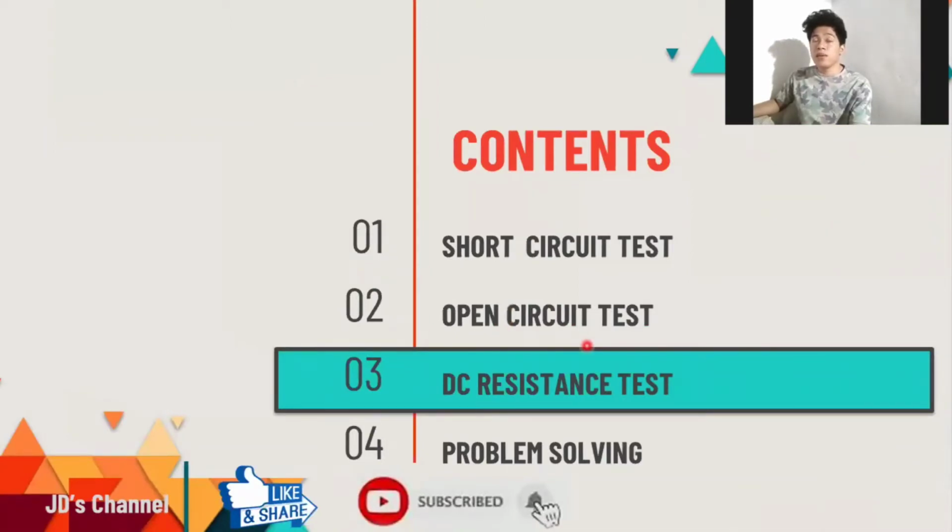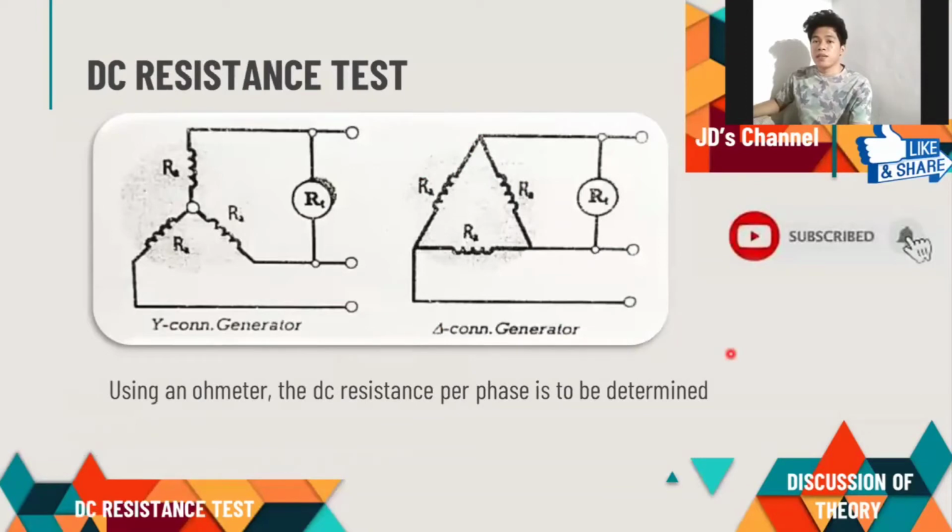And now we go to our next topic, that is DC resistance test. So DC resistance test is determined using an ohmmeter. The DC resistance per phase is to be determined. So this is our illustration class, as you can see. This is our Y connected generator where we connect our instrument, the ohmmeter, in parallel to get the reading. And the same goes for our delta connected generator.